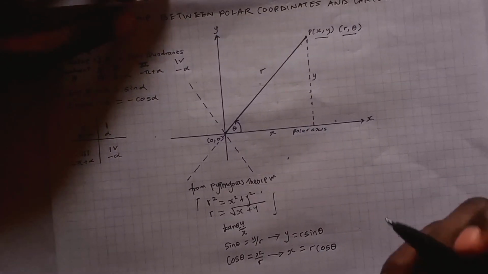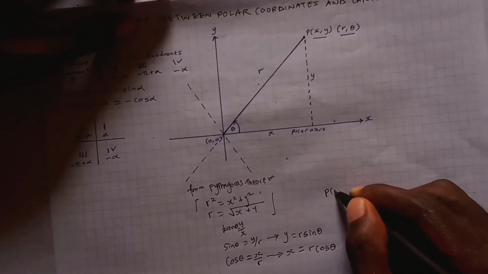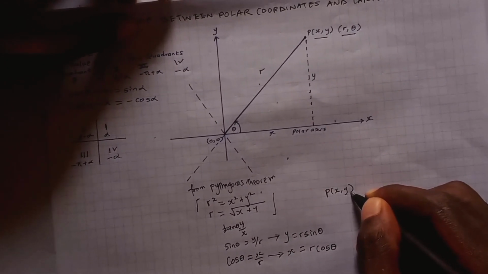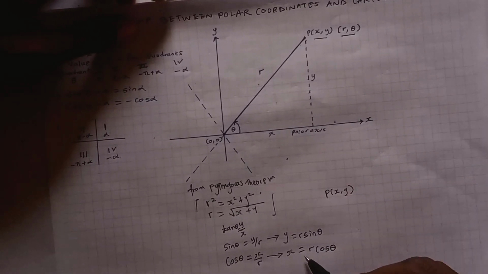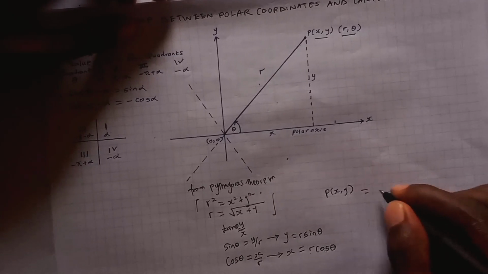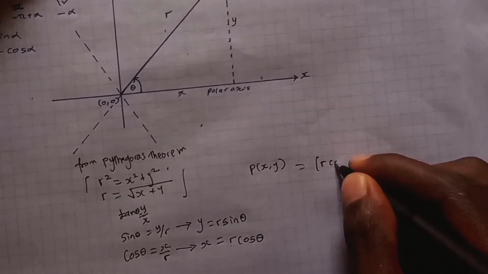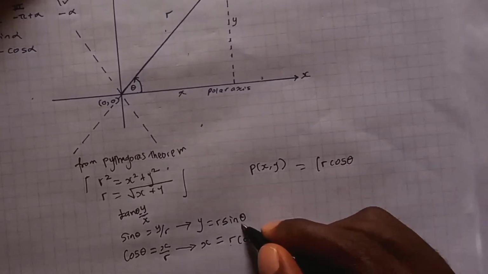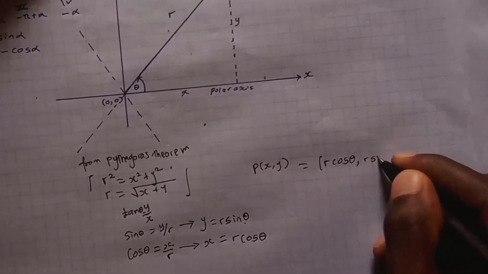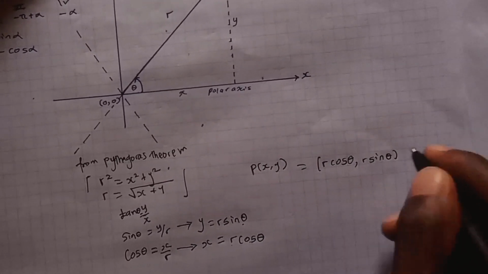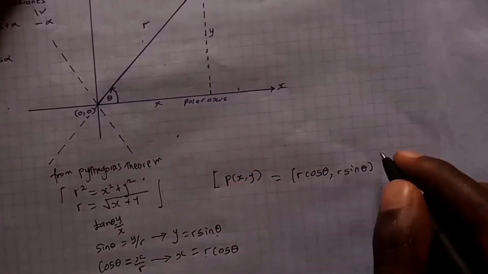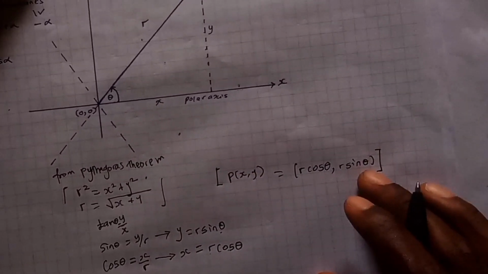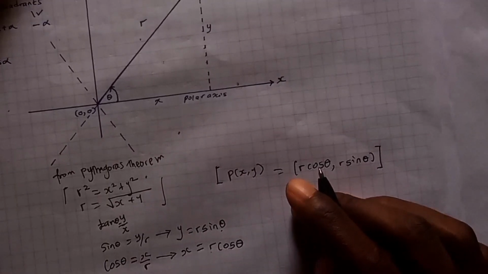Now, you know that the Cartesian coordinates are written as P(x, y). What do we say x is? x is r cos theta. So we can write this as (r cos theta, and y is r sine theta). So we have established a connection between the Cartesian coordinate and the polar coordinate.